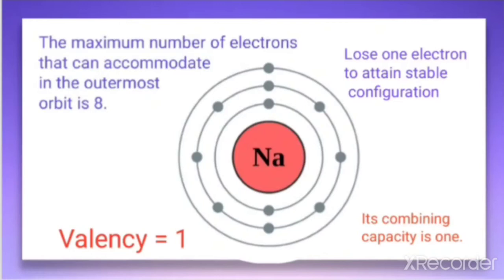What about the valence electron? Because in the outermost shell, there is only a single electron, therefore the valence electron is equal to 1. So in this case, valency and valence electron are the same number, that is 1. So for some atoms, the valency and valence electron will be the same.